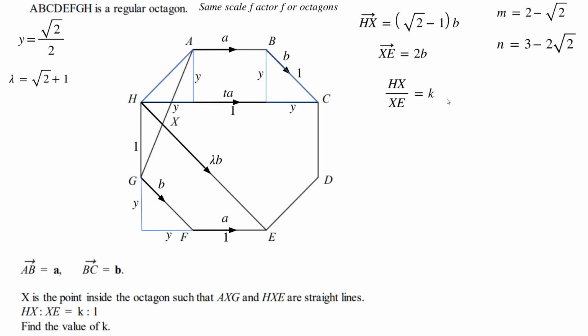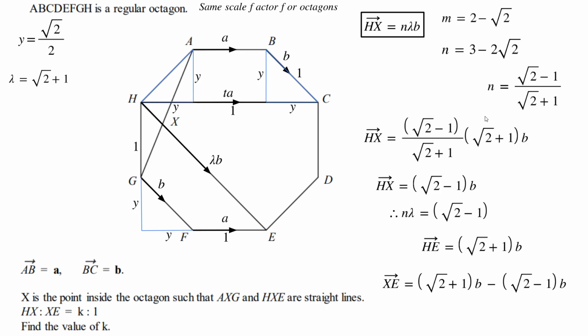The reason why I've done it this way, which you'll see, is that, well, we know that hx is root 2 minus 1, and xe is 2. It would be a b, but the b's cancel. Okay, so we can say that k equals root 2 minus 1. And doing it this way is just much quicker than actually doing arithmetic, because you can just leave that as your answer. So k equals root 2 minus 1 over 2.